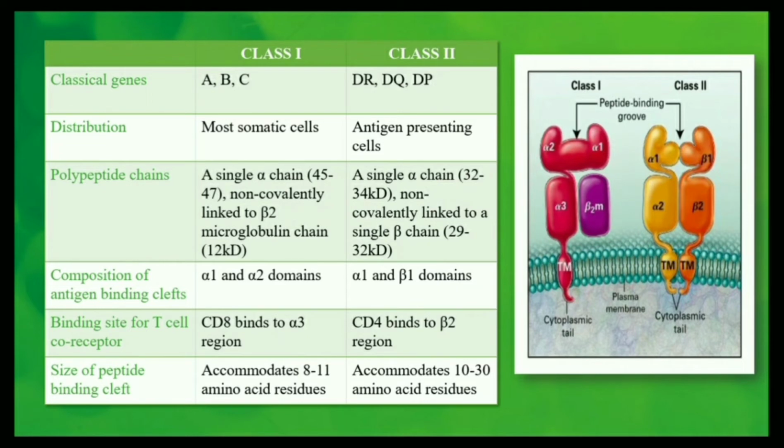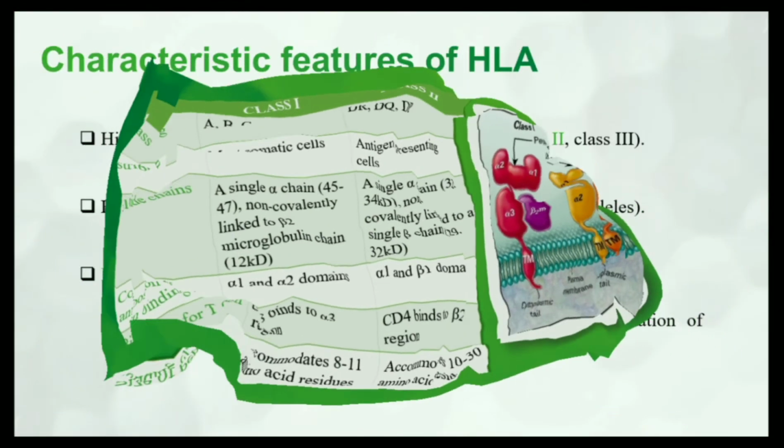The binding site for the T cell co-receptor for class 1 is CD8, which binds to the alpha 3 region, and for class 2 it is CD4, which binds to the beta 2 region. The size of the peptide binding cleft for class 1 HLA accommodates 8 to 11 amino acid residues, and for class 2 HLA it accommodates 10 to 30 amino acid residues.